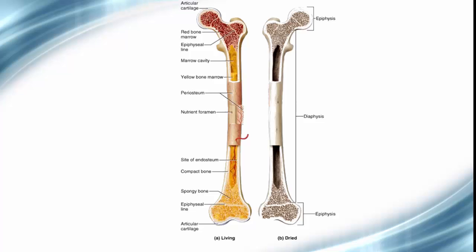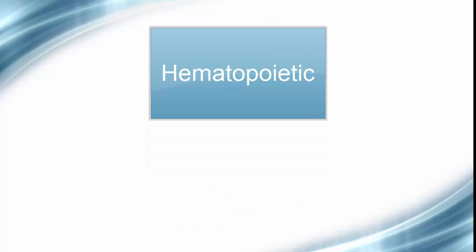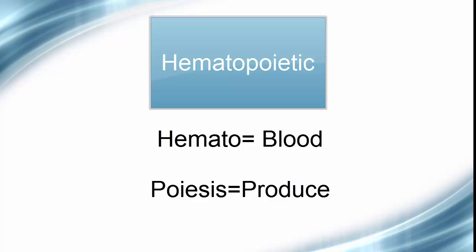Here is another picture of a long bone. This one is the femur, and it shows the difference between a live specimen and a dried specimen. Notice the yellow marrow within the medullary cavity of the majority of the bone, and the red marrow in the proximal epiphysis. Red marrow is known as hematopoietic tissue and is a site of blood cell production.